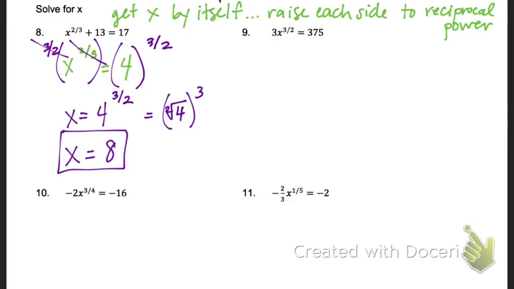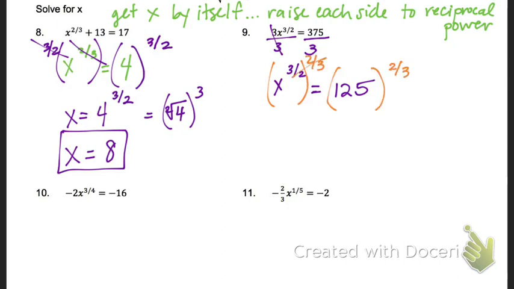Okay, for number 9, I'm going to divide each side by 3. What is 375 divided by 3? 125. I'm going to raise each side to the reciprocal power. So I'm going to take the cube root of 125 and then I'm going to square it. So what's the cube root of 125? Oh, I put them on the wrong side. 5. 5 squared.